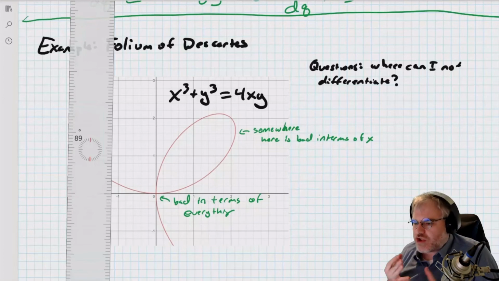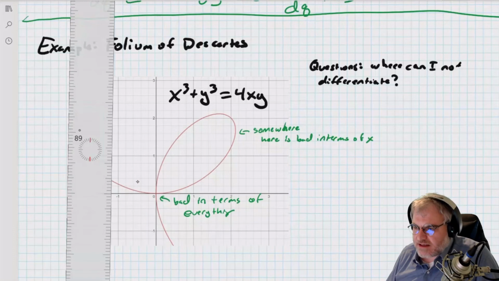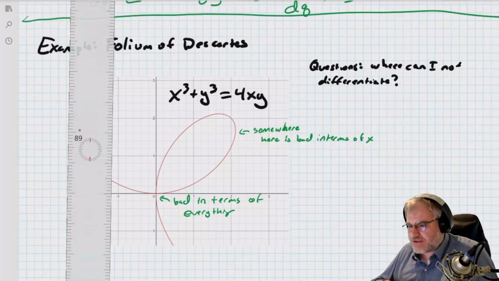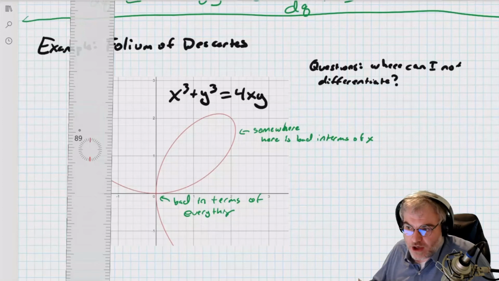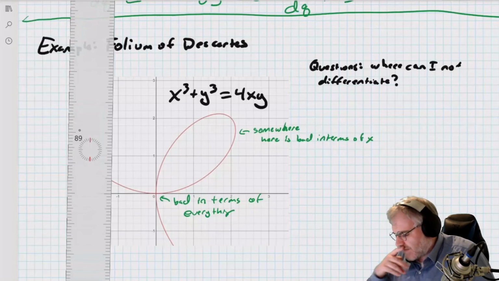So one of the things you'll do in Calc 3 is you'll have parameterizations of these things. And that's actually where the implicit function theorem comes in. This will be expressed as a function of time with an output, and that I can actually do derivatives on, because then I get what's going on at the time. But at this point, we don't have that information, if that makes sense. So right now, it's bad in terms of everything.